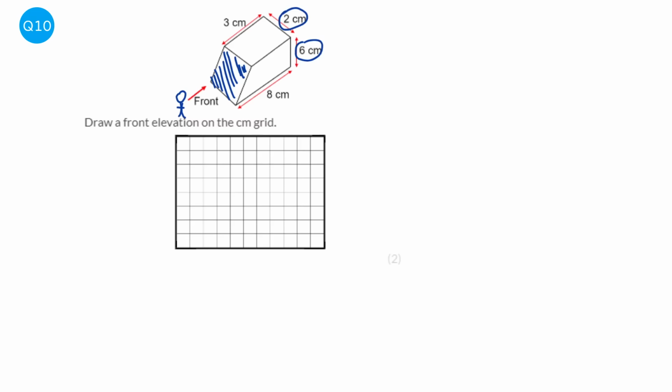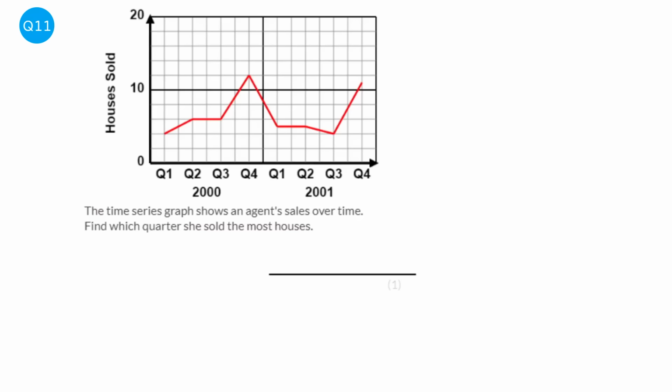So what we're going to do is we're going to just draw a rectangle that is 2 centimeters wide and 1, 2, 3, 4, 5, 6 centimeters tall. There we go. And make sure that you don't add any 3-dimensional aspects to it, that you don't do something like this, have some 3D stuff on it. No. Whenever you do a front elevation, it's exactly perfectly 2-dimensional.